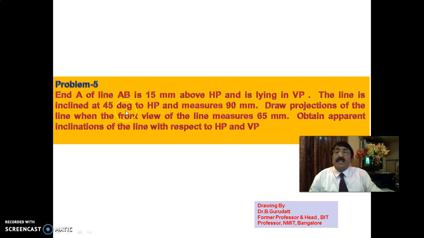The line is inclined at 45 degrees to HP. That means theta is given, and the line measures 90 mm, so the true length is given. Draw the projections of the line when the front view of the line measures 65 mm. That is, the front view is given as 65 mm. In that way, the front view is given, the true length is given and theta is given. Given the three parameters, you should be in a position to complete the problem.